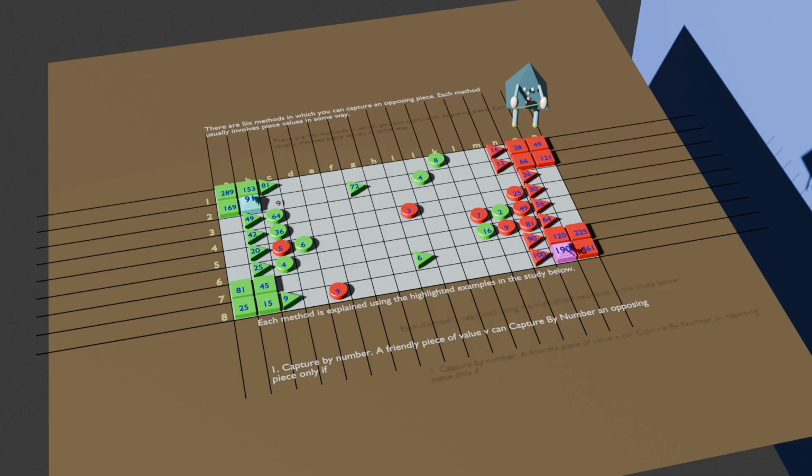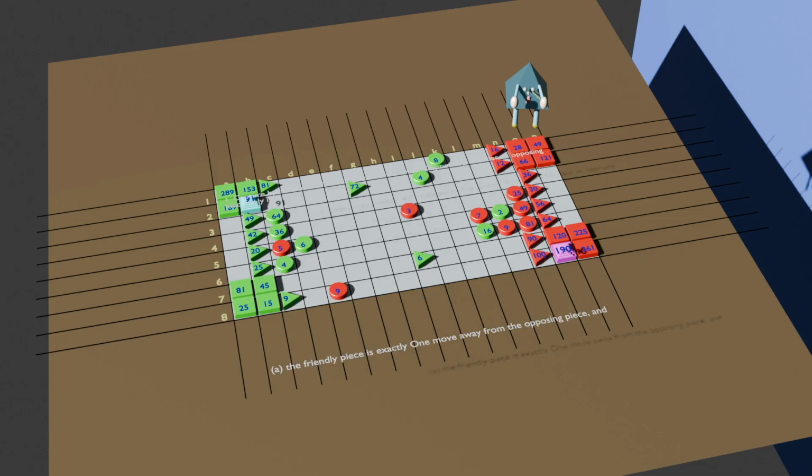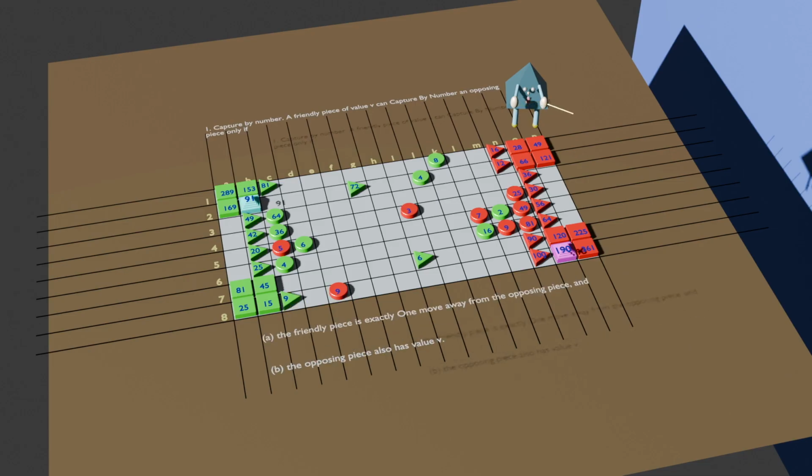1. Capture by number. A friendly piece of value v can capture by number an opposing piece only if a. The friendly piece is exactly one move away from the opposing piece, and b. The opposing piece also has value v.